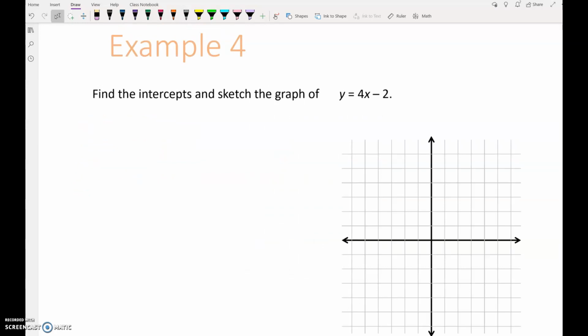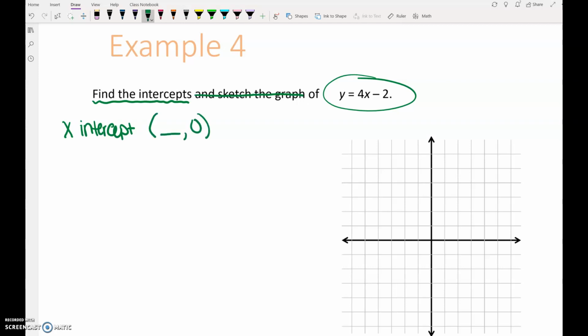On your assignment, even if it says find the intercepts and sketch the graph, honestly, we are just going to practice finding the intercepts of this equation. So to find the x-intercept is going to be something, comma, 0. So we plug 0 into the other letter. So we put 0 in place of the y in y equals 4x minus 2. How would we solve that equation? Add 2. Divide by 4, so x is 1/2.